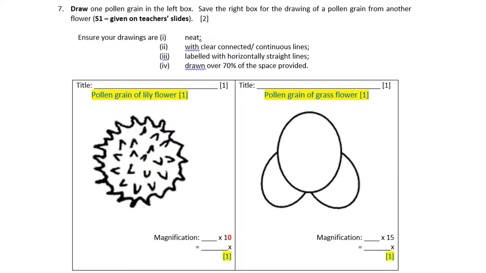Okay. Now next, draw one pollen grain in the left box. Okay, save the right box for the drawing of pollen grains from another flower. Okay, now so if you follow this, the left box actually is the pollen grain of the lily flower. Yeah, so this is how the pollen grain of the lily flower looks like. It is quite spiky, whereas the pollen grains of the grass flower is relatively smooth.